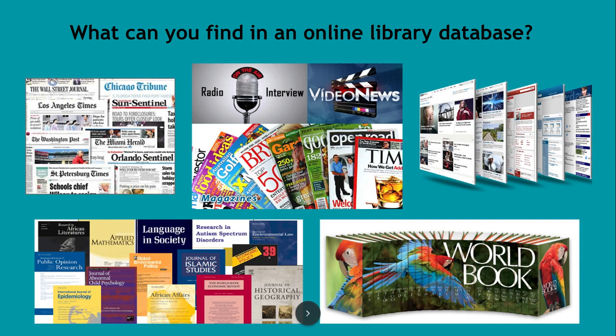Now, what do you find in an online library database? When you type in your search term or your topic, the results will give you newspaper articles, magazine articles, video clips, radio interviews and transcripts. It can give you suggestions for websites. It can give academic journal articles in addition to encyclopedia content or encyclopedia reference articles.